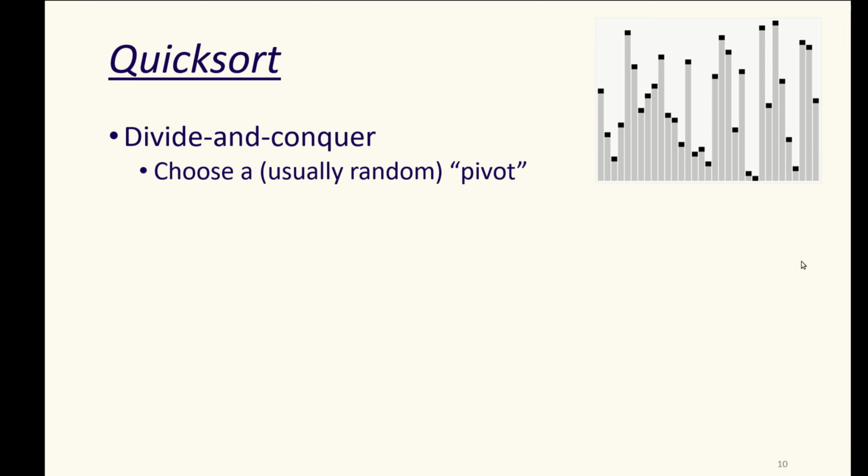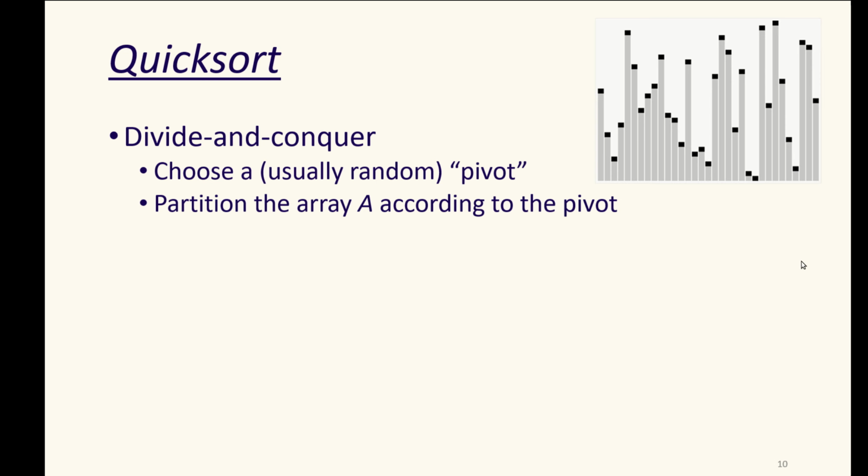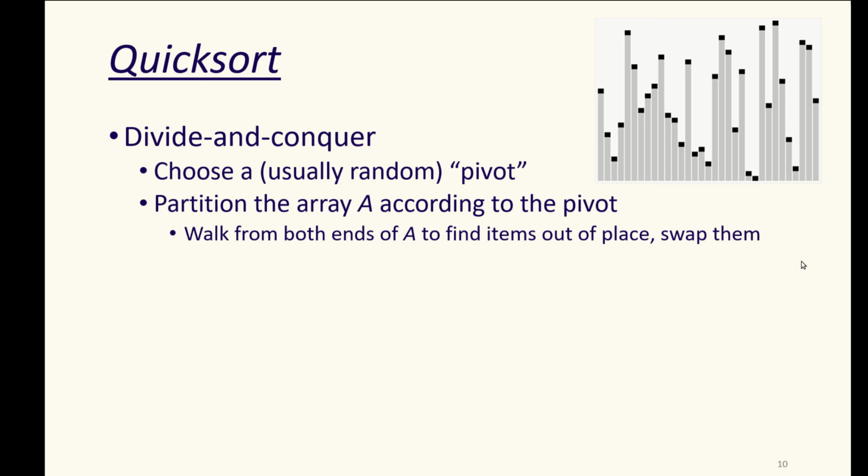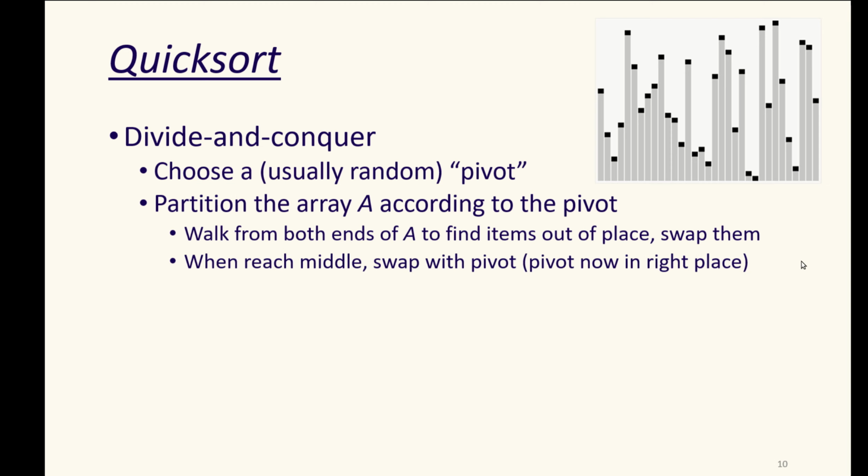We also get a beautiful feature that the pivot will be in its exact final location once we have moved all items left or right of it. So we choose some pivot value. Usually we have to choose it at random because we don't know which value is going to be good or bad for being our pivot until we've used it. And then we partition the array according to the pivot, where we walk through both ends of A to find items that are out of place, meaning they're above the pivot but should be below it, or below the pivot but should be above it, and we swap them. When we reach the middle, then we swap the pivot into that location, and now the pivot is in the right place for its final location.